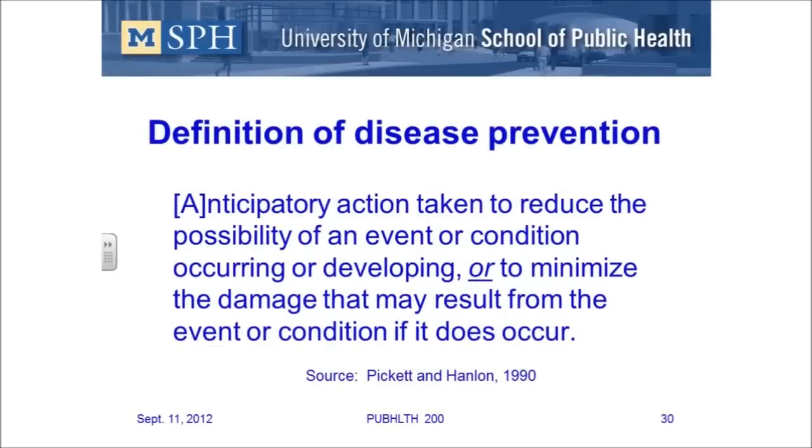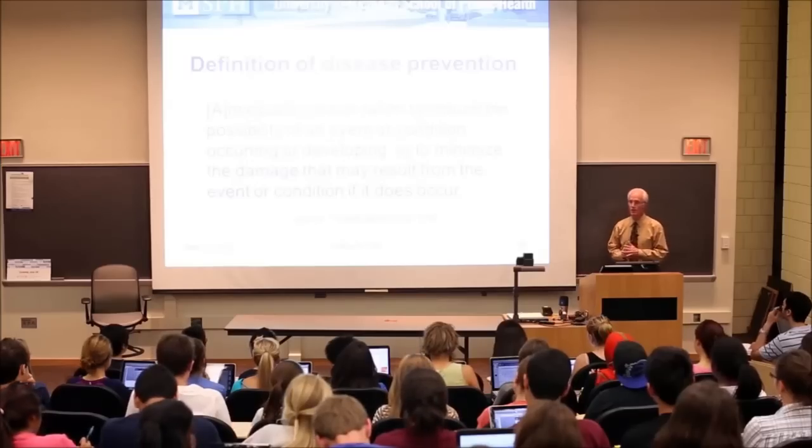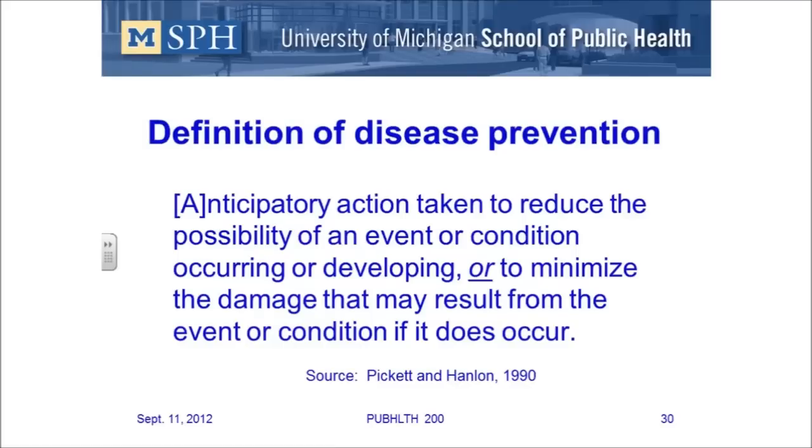All right, I want to turn to disease prevention because I've already told you this is real important. But then the question is, what is it? What do we mean by disease prevention? Here's a definition. Anticipatory action, so action taken in advance to reduce the possibility of an event or a condition occurring or developing, or to minimize the damage that may result from the event or condition if it does occur.